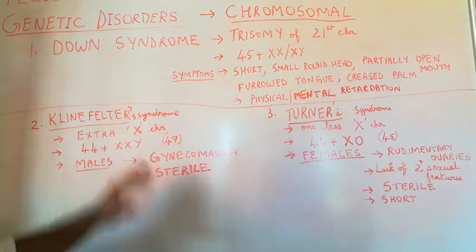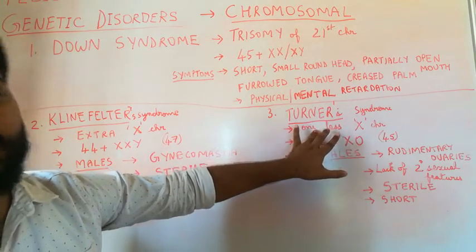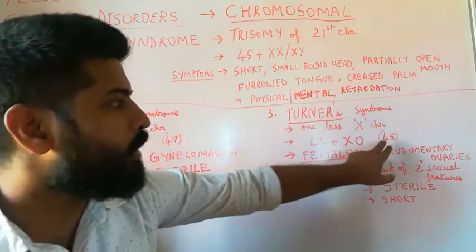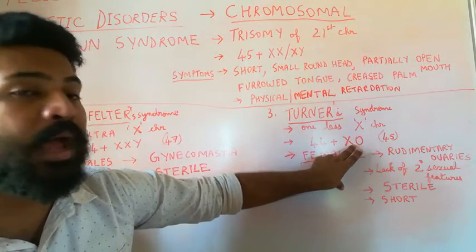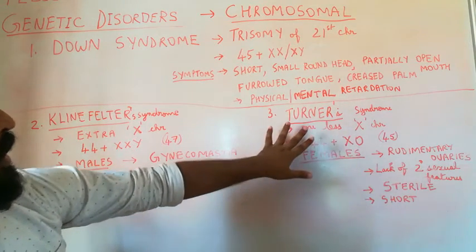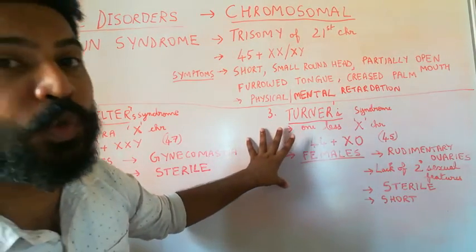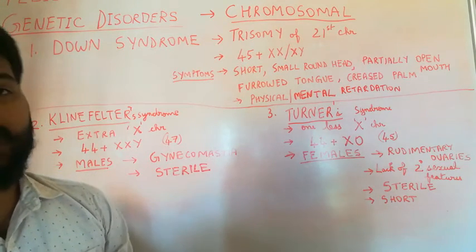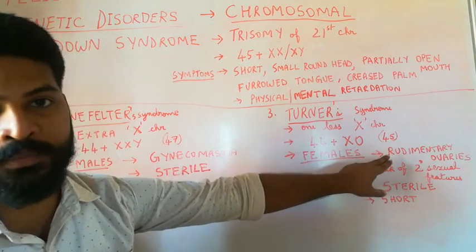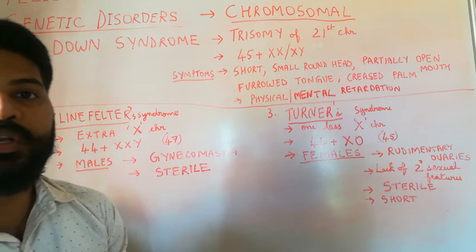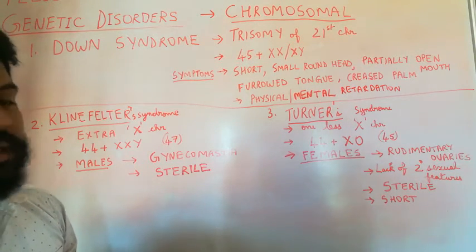That is Klinefelter's syndrome. Opposite to Klinefelter's syndrome is Turner's syndrome. Here there is one less X chromosome. One X chromosome is missing. So there are 45 chromosomes, 44 autosomes, and females will have one X chromosome less. So this is an example of monosomy, where one chromosome is less. The affected females are short, they are sterile because their ovaries are rudimentary, and they also lack certain secondary sexual characters. So they have less of feminine characteristics and they are sterile.